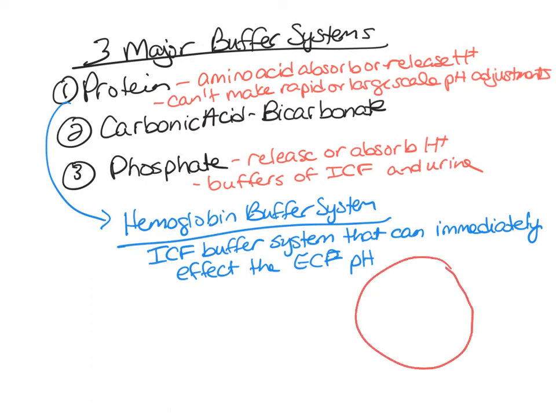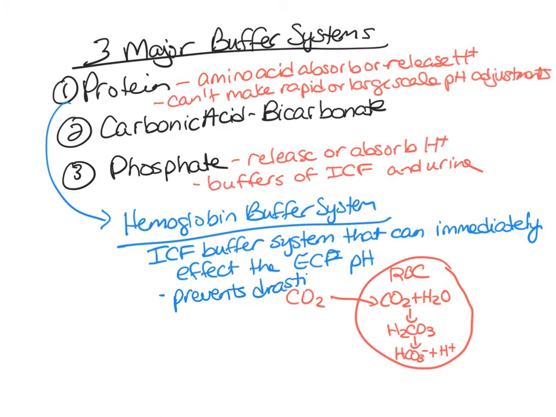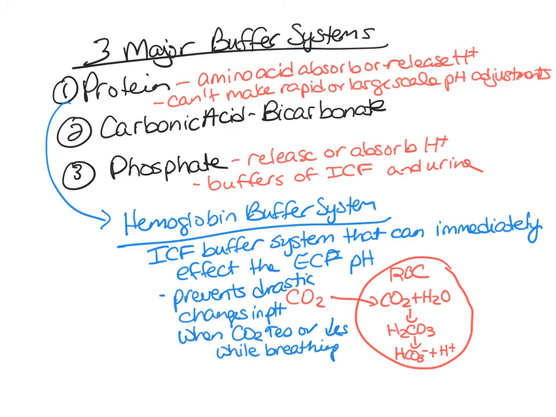In this hemoglobin buffer system, carbon dioxide diffuses into the red blood cell. In the red blood cell, it combines with water to create carbonic acid, and then that immediately dissociates into bicarbonate and hydrogen. So carbon dioxide, as we've said in the respiratory system, is carried as bicarbonate. This special protein buffer system helps to prevent drastic changes in pH when the CO2 increases or decreases while you're breathing. The last buffer system is the carbonic acid-bicarbonate buffer system.